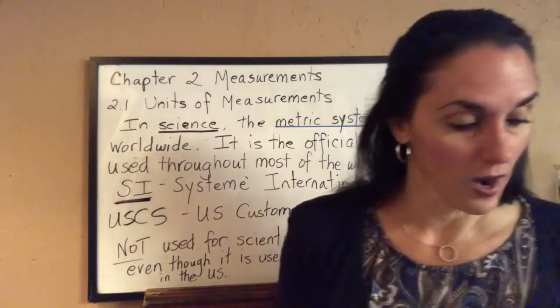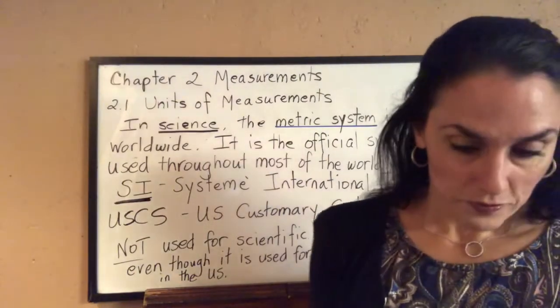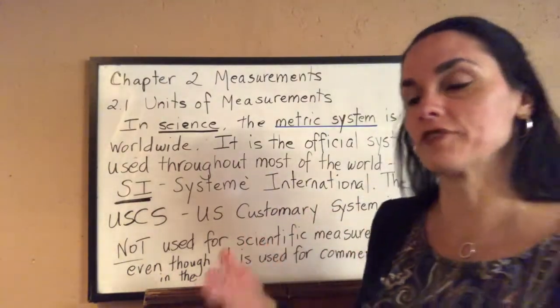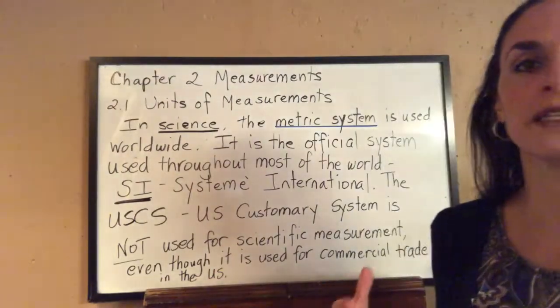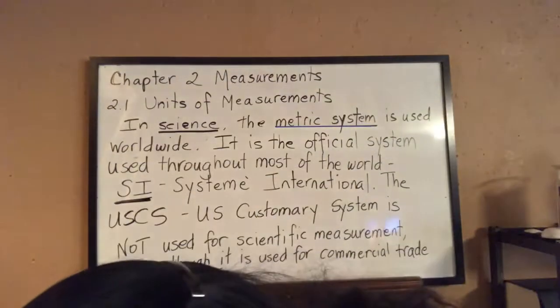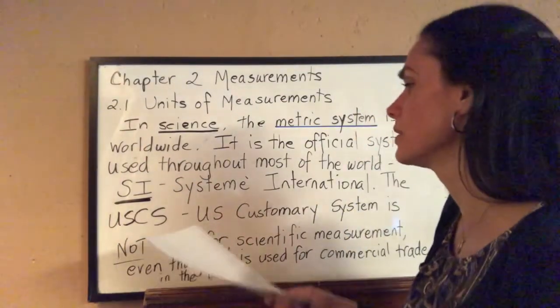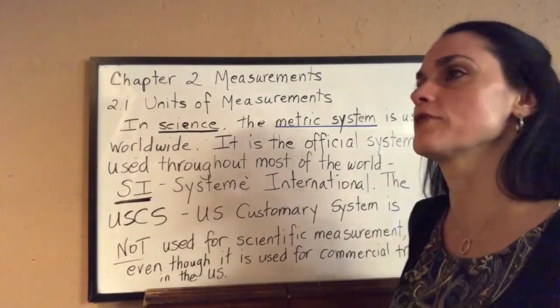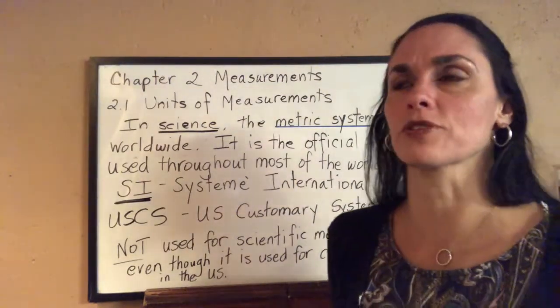The metric system is a base 10 unit of measurement. Everything is in increments of 10, 10 to the first, 10 to the second, and so forth. Everything is a base 10 system. And if you think, why do we use the metric system as opposed to the U.S. customary system for scientific measurement? The U.S. customary system is a system based on arbitrary measurements.